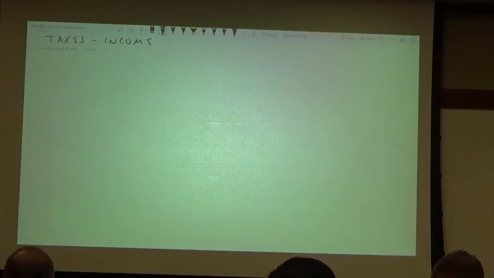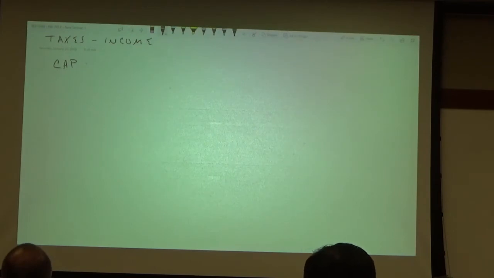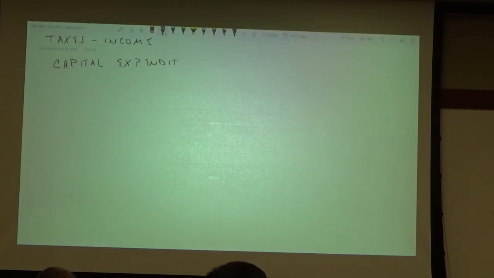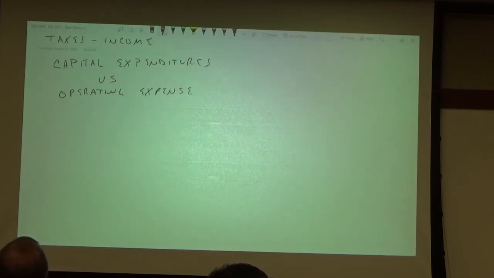Okay, so one of the first things to talk about as it relates to taxes are capital expenditures versus operating expenses. Okay?